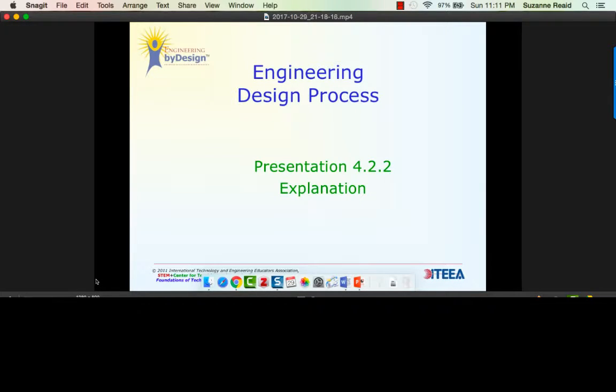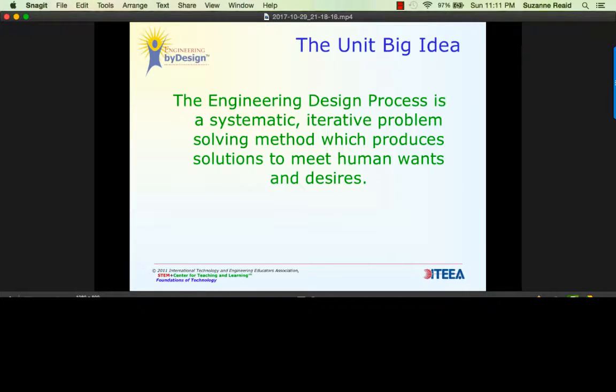Engineering design process. The engineering design process is a systematic, iterative problem-solving method which produces solutions to meet human wants and desires.